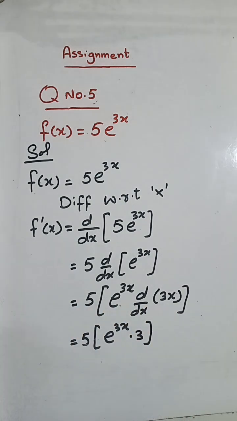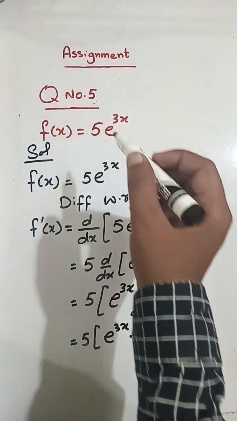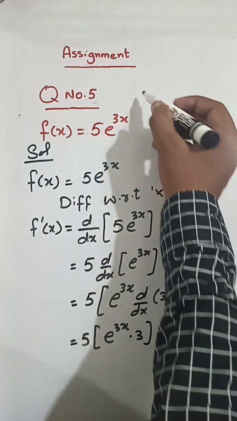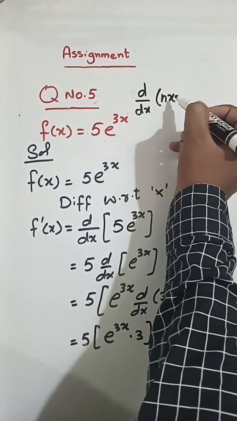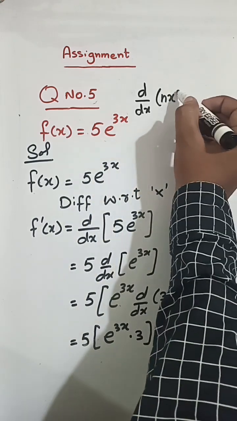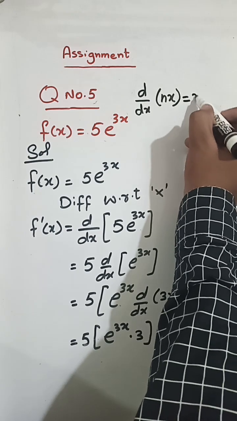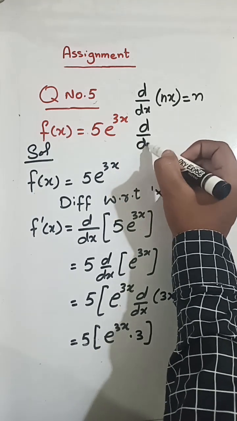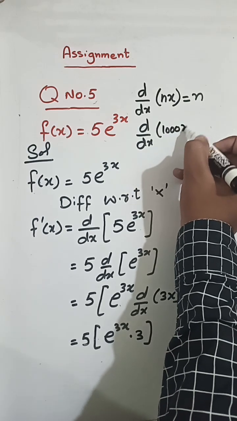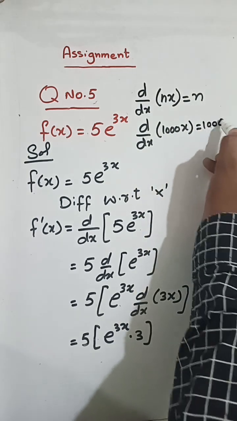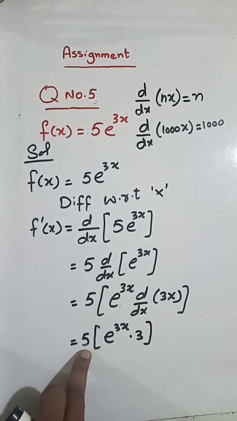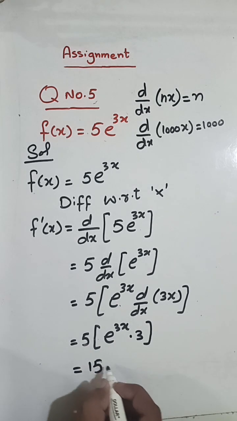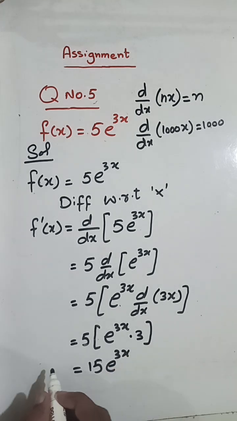I had told you a simple formula, that the derivative of nx, where n means any number, is simply n. For example, the derivative of 1000x is simply 1000. So here the derivative of 3x is simply 3. Now 3 into 5 is 15 e raised to power 3x. So it is f prime x.